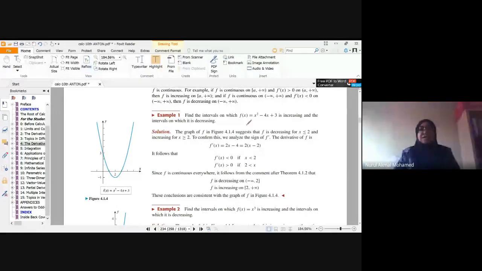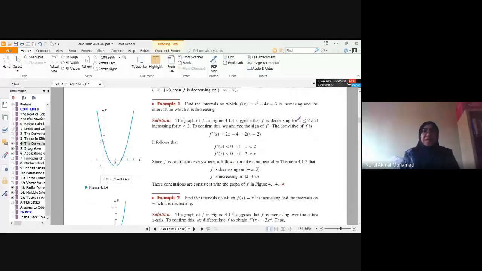Find the interval on which f(x) equal to x squared minus 4x plus 3 is increasing, and the interval on which it is decreasing. So we can decide the increasing and decreasing interval by investigating the value of f prime. Okay, so f prime of x is equal to 2x minus 4. You differentiate this function, you get 2x minus 4. If you want to find the interval, you have to let f prime of x be equal to 0 first, and find the points where f prime is equal to 0.